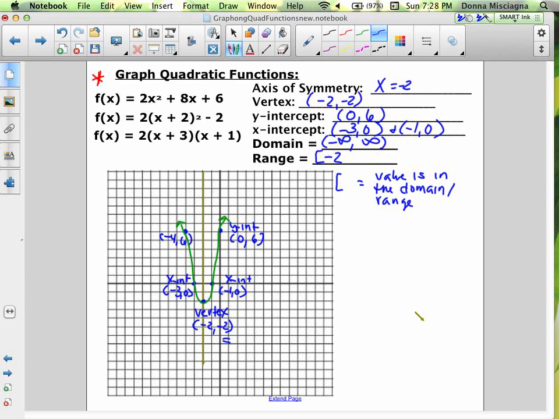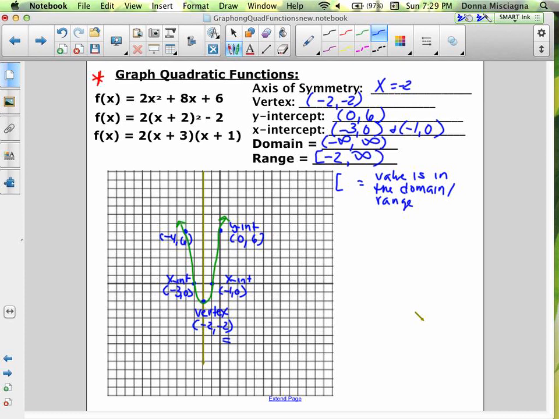So get in the habit of using a bracket when that value is actually a point on your graph. Now, notice that both ends of our parabola are going up. They'll go up forever and ever and ever. They're not stopping at the last 2 points I graphed. I've just run out of space on that coordinate plane. So it's going to keep on going forever and ever to infinity.